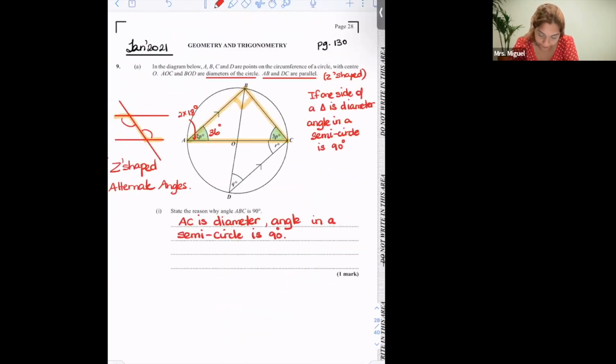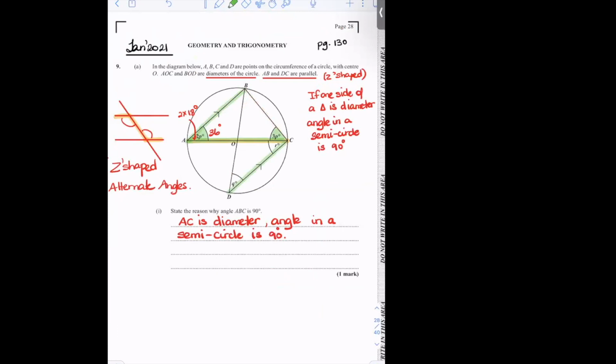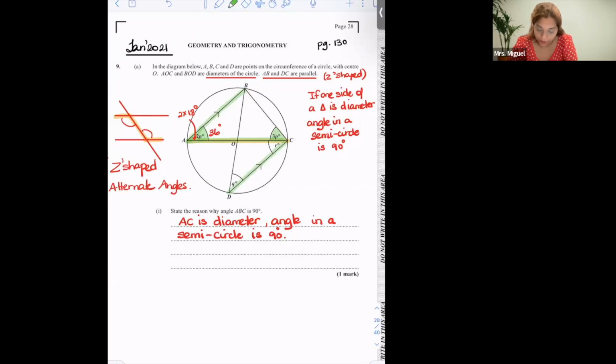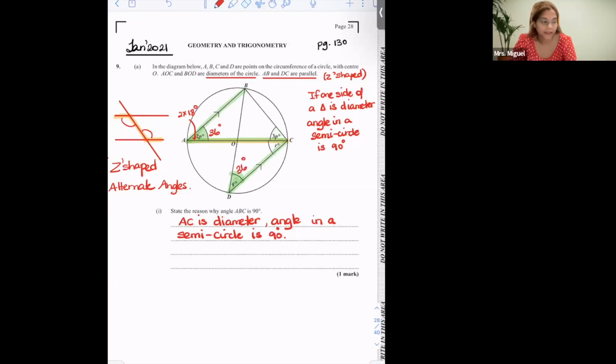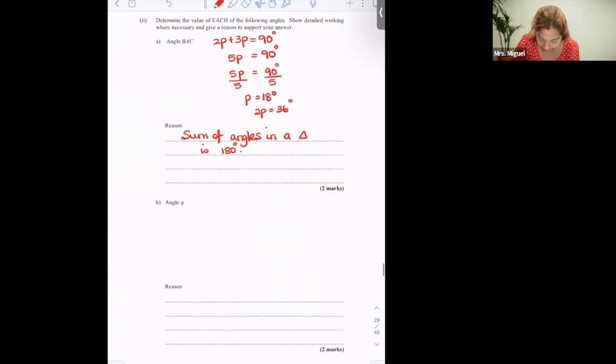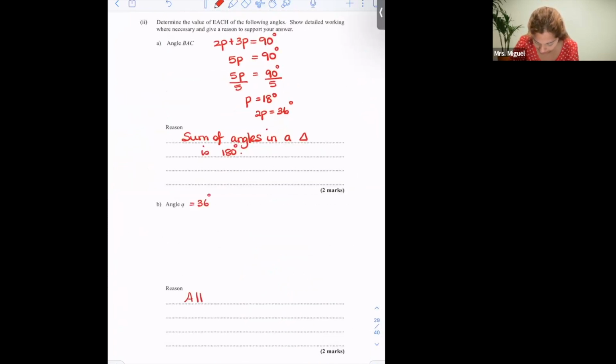Let's go. What shape is this here? A Z, miss. A Z. So therefore, what is the measure of this angle here? 36, miss. 36, because those are alternate angles. So Q is 36 degrees. And the reason is alternate angles are equal.